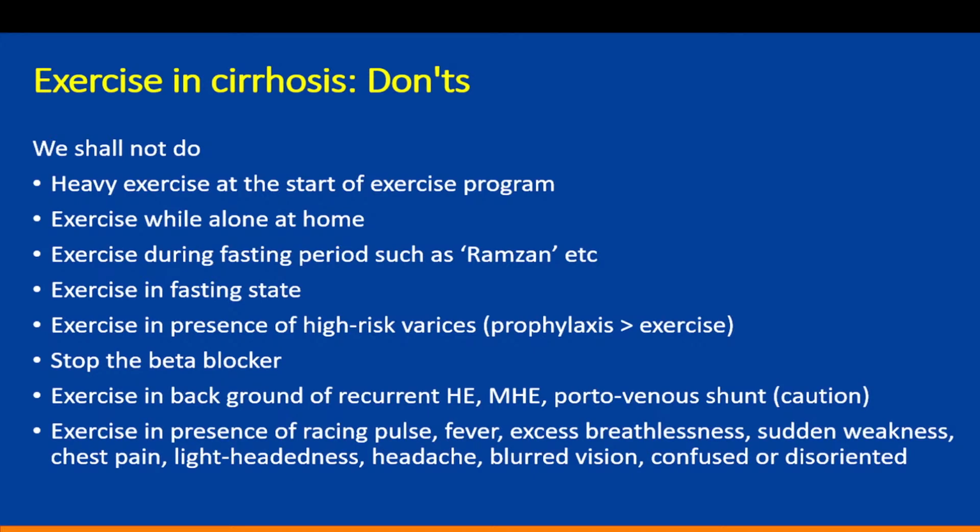Do not exercise during the fasting state because it may lead to hypoglycemia. Do not exercise in the presence of high-risk varices, because as we have shown, in the absence of beta blocker, HVPG is likely to rise up to 20% and may precipitate variceal bleeding. So we should take preventive measures, at least downgrade the varices or start primary prophylaxis, and then we should start exercise. And we should not stop the beta blocker because of the beneficial effect we have already discussed.